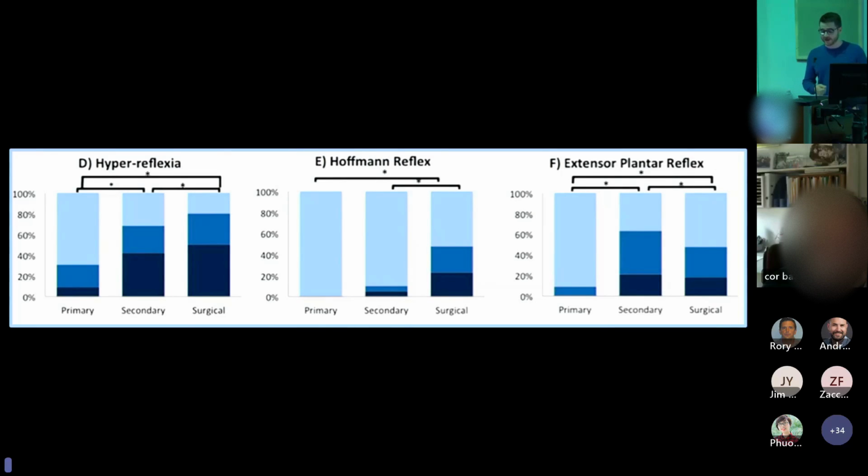Upper motor neuron findings of hyperreflexia, a Hoffman sign, and the extensor plantar reflex are routinely not documented. Differences were also noted in the documentation of limb pain, objective limb weakness, and lower limb spasticity. This highlights significant differences between how these patients are examined and highlights that incomplete assessments may be contributory to delay in early diagnosis and subsequent referral to spine surgery.